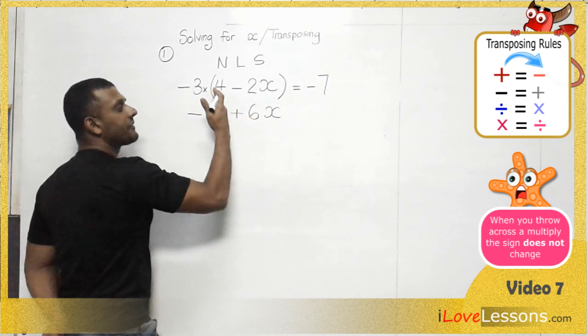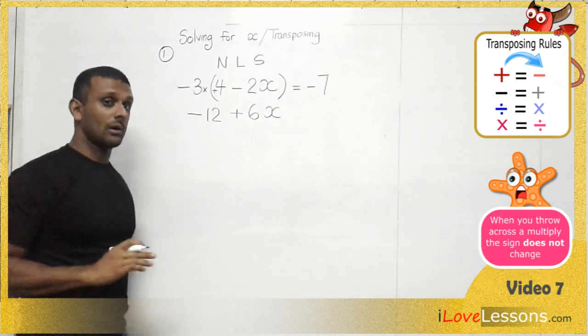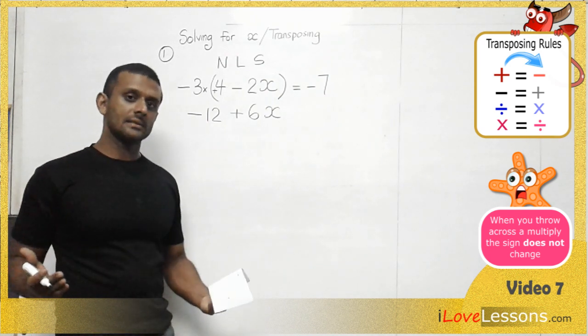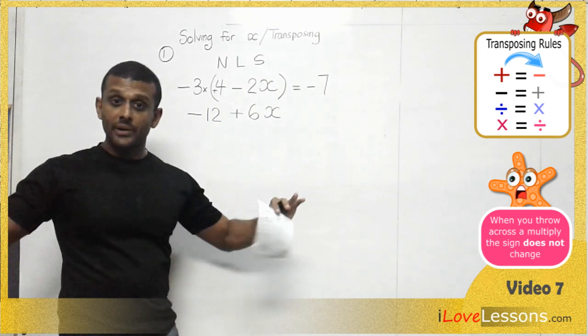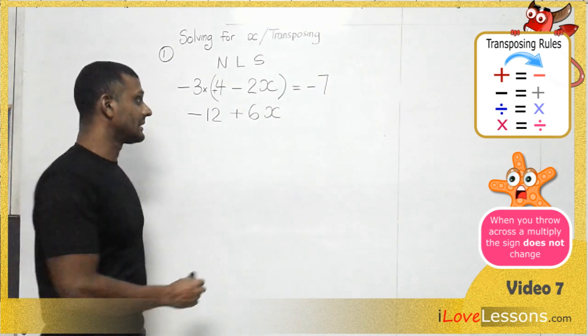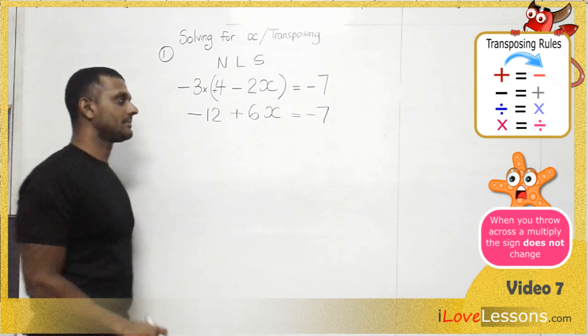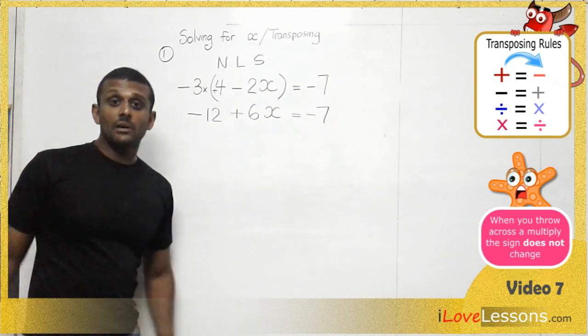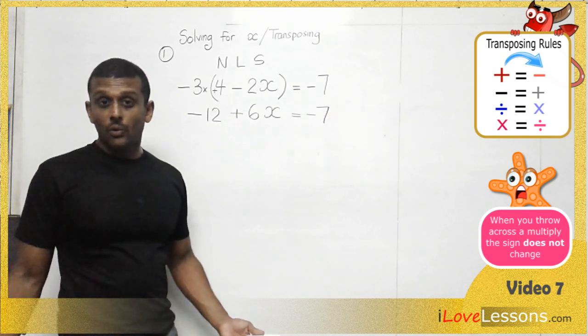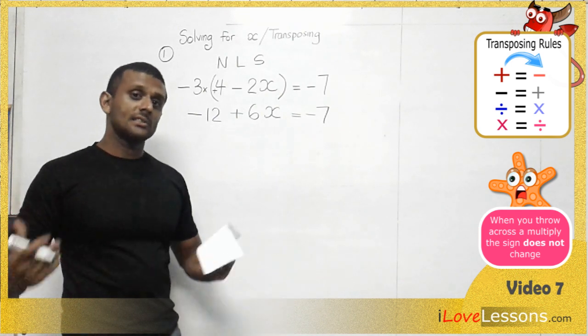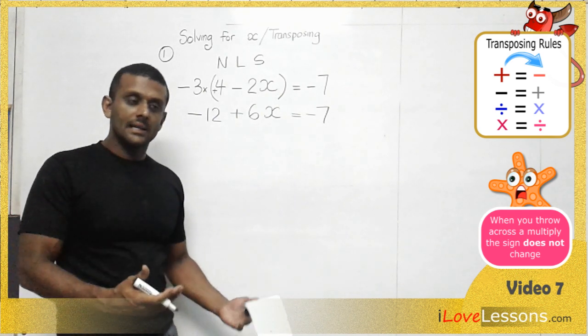So, we're finished multiplying out the brackets. So when we finish multiplying out the brackets, they disappear. There are no more brackets in this particular question. And you put it equal to -7. Now this question becomes a normal question. All you're going to do is try to get x on one side, everyone else on the other side.